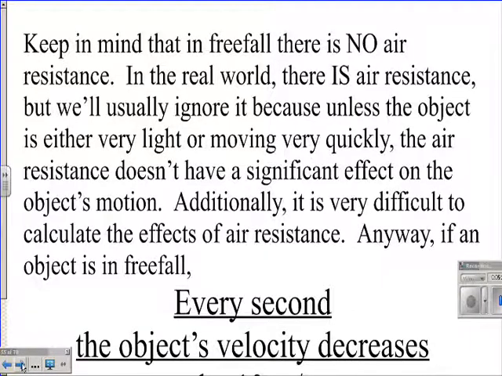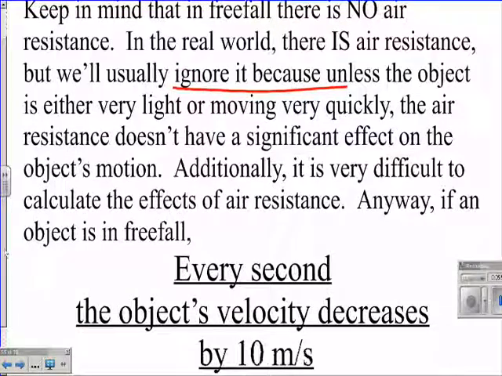So in the real world, unfortunately or fortunately, depending on your perspective, there is air resistance. So when you drop a ball on Earth, technically speaking, it's not really in free fall because there's air resistance. All right. That said, we're going to usually ignore air resistance because usually, unless the object is really, really light or moving very, very quickly, air resistance doesn't make a significant effect on the object's motion. Added to that, it's super difficult to calculate the effect of air resistance. There's a ton of variables that affect that.